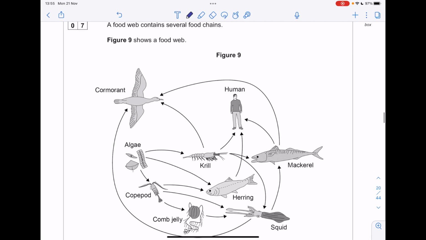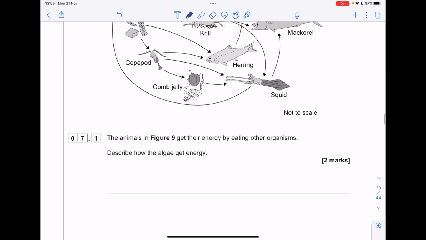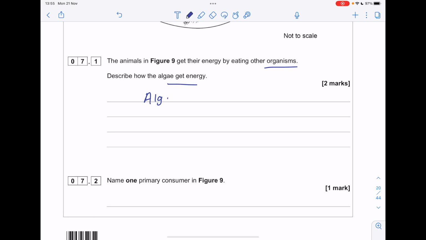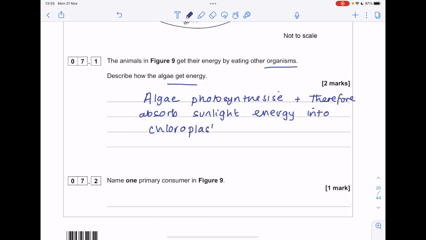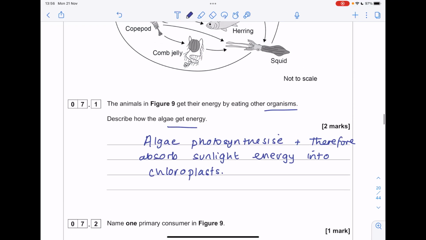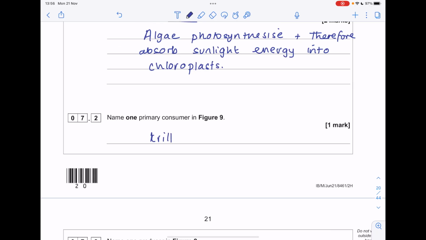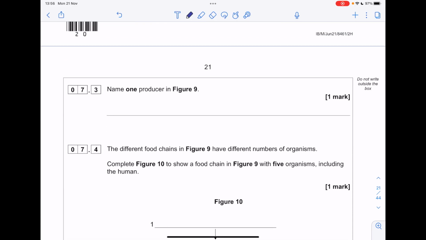A food web contains several food chains. Figure 9 shows a food web. The animals in Figure 9 get their energy by eating other organisms. Describe how algae get their energy. Remember, they photosynthesize and absorb sunlight energy in order to make glucose. Name one primary consumer in Figure 9. So that's something which eats the algae, so that could be krill or copepod or even the herring, so any of these arrows here. Name one producer in Figure 9. So that's something which photosynthesizes, such as algae.